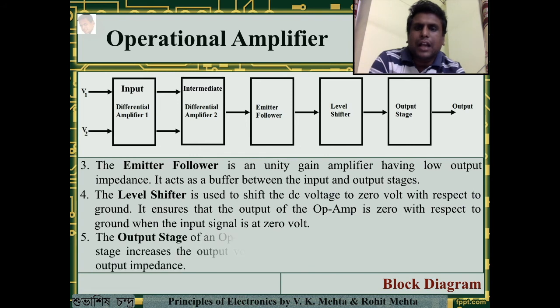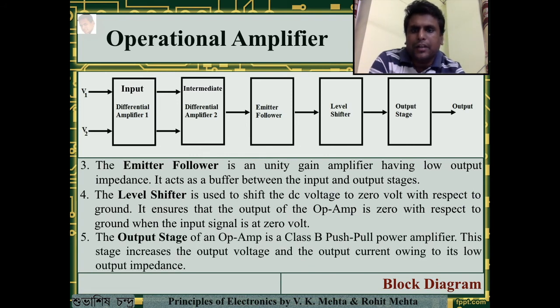Last is a class B push-pull power amplifier, which increases the output voltage and the output current because of its low output impedance. So this is basically what an operational amplifier is.